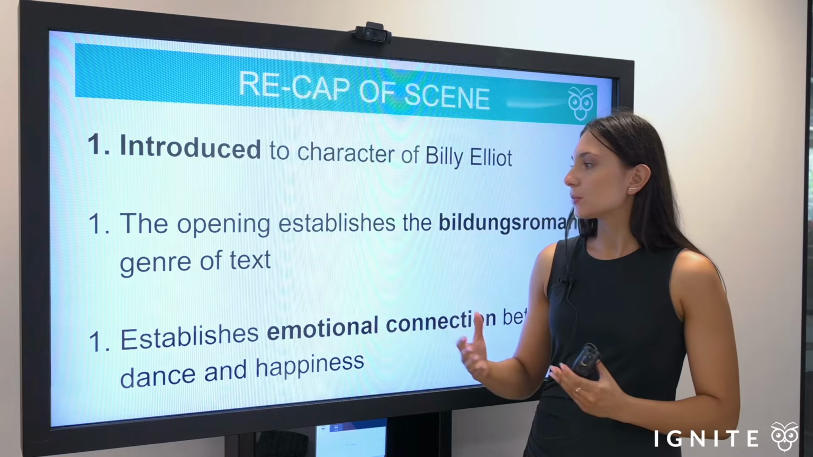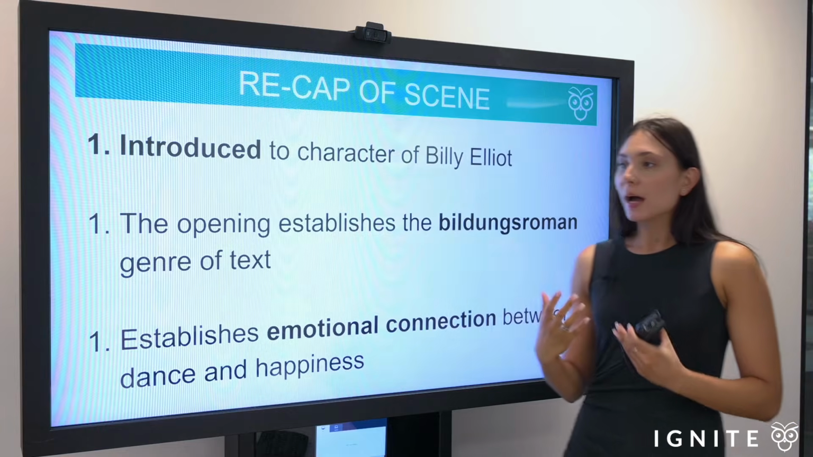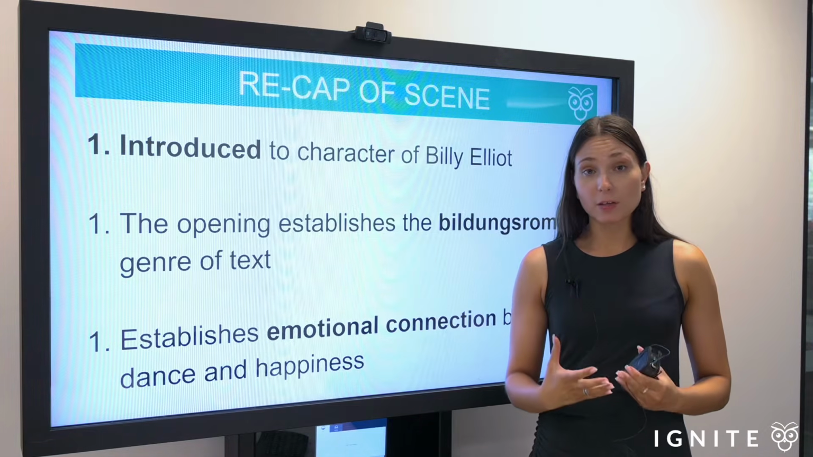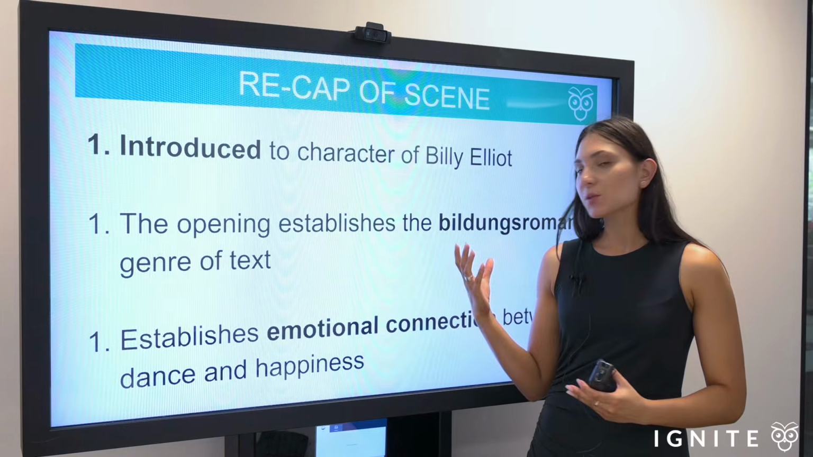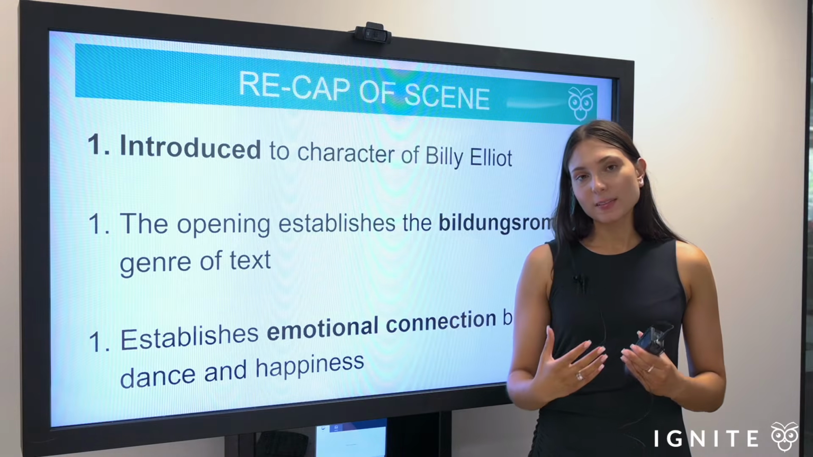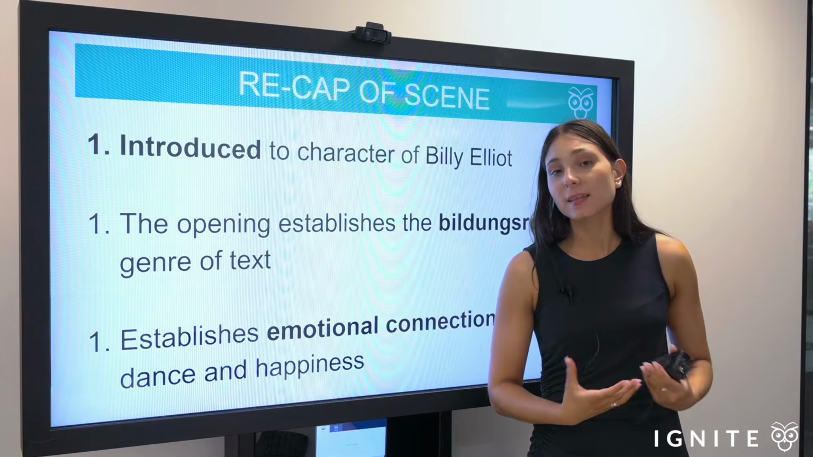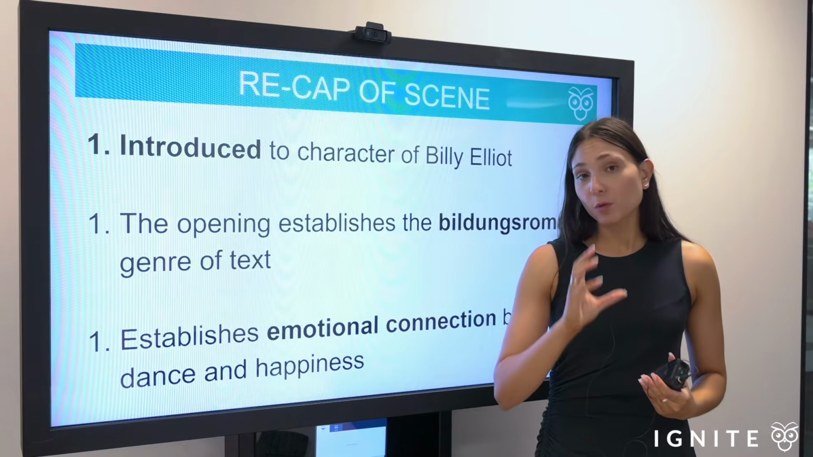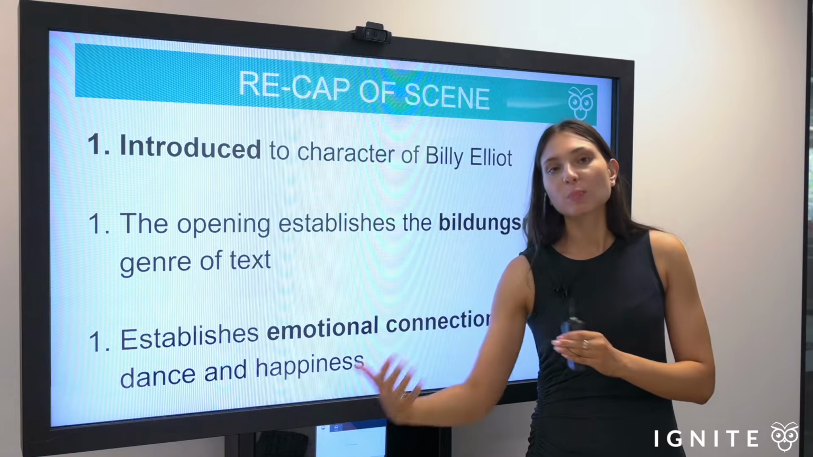Secondly, it also establishes the Bildungsroman genre of the text. Now, if you are struggling to unpack aspects of form and genre, I recommend that you watch our video on form in Billy Elliot. In that video, I talk about how Bildungsroman refers to the coming of age aspect of the text. The fact that we see in the opening certain aspects of Billy's character, his desires, particularly his desire for dance, that in the earlier stages of the film are a struggle for him, which he is unable to reconcile, and that of course becomes fulfilled by the end.